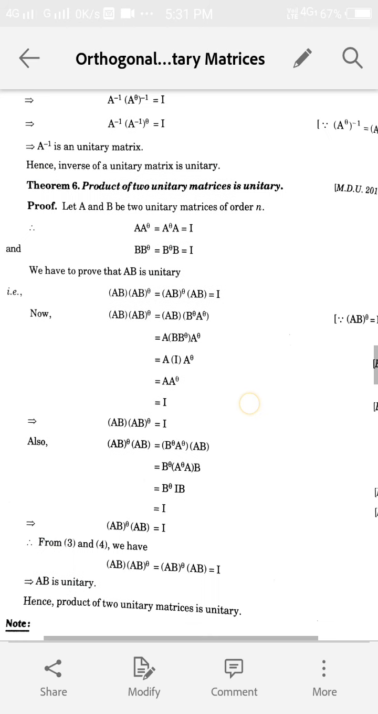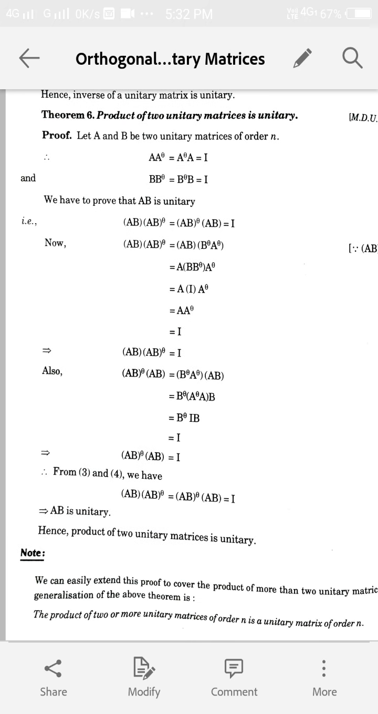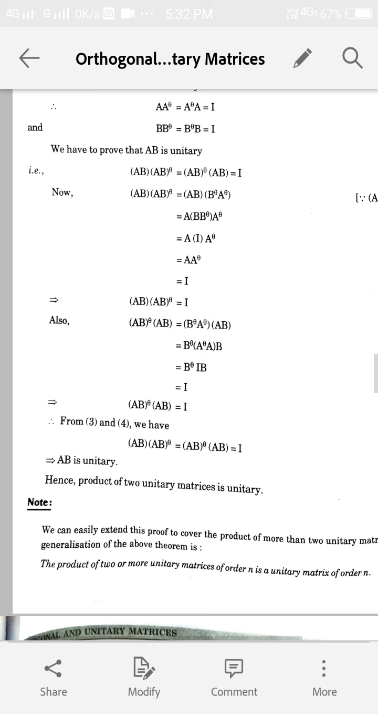Now what is the next property? The product of two unitary matrices is unitary. We are to prove that if two matrices are unitary, then their product will again be a unitary matrix. Let us consider A and B to be two unitary matrices of order n. Then we can write A into A theta is equal to A theta into A equal to identity, and B into B theta is equal to B theta into B is equal to identity. Now we are to prove that the multiplication of A and B, that is AB, will be unitary. For this we are to prove that AB into AB theta will be the same as AB theta into AB, and that comes out to be the identity matrix. Now we start with AB into AB theta. We can write AB theta as B theta into A theta.